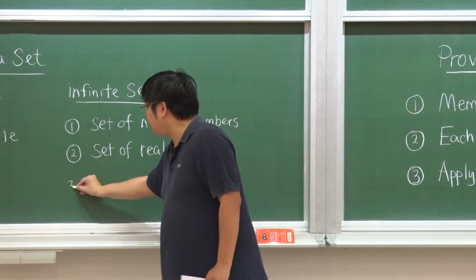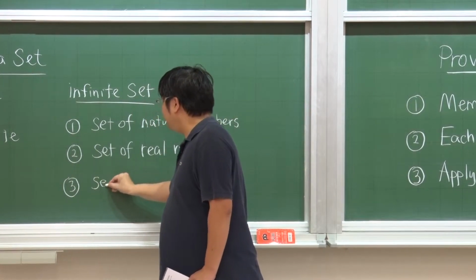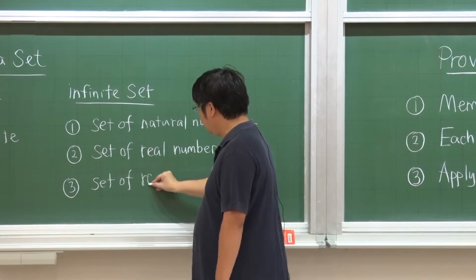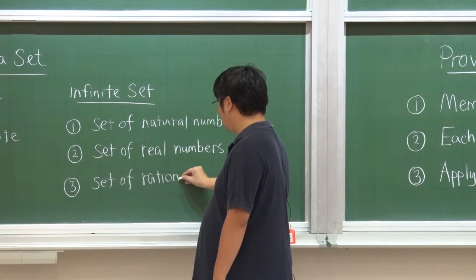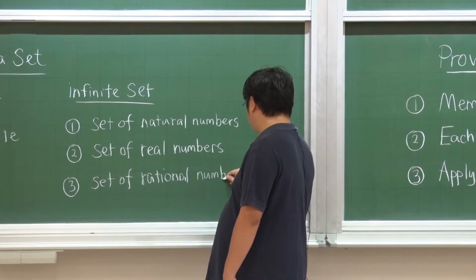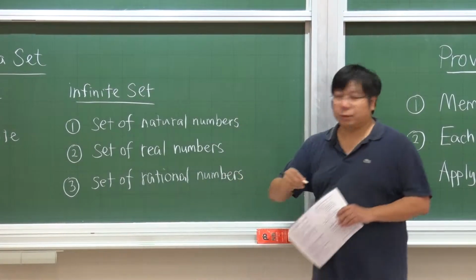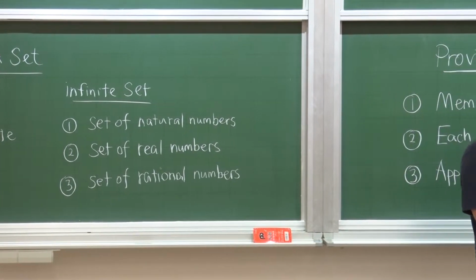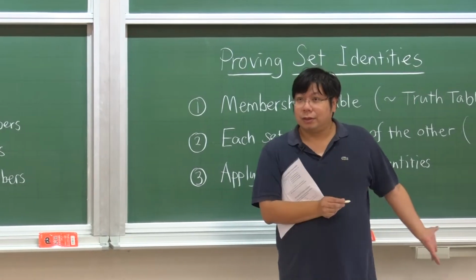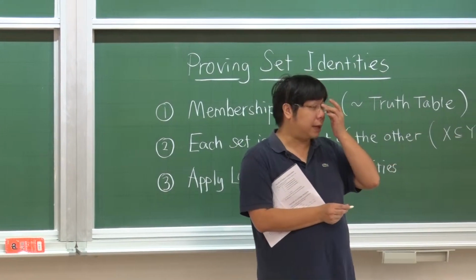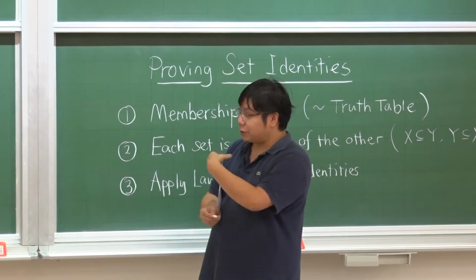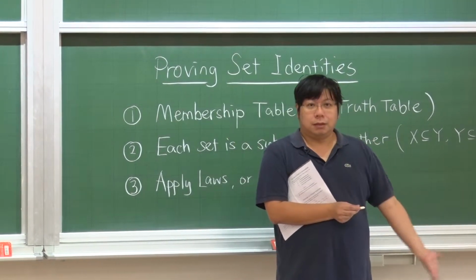We can also have the set of rational numbers. So what is a rational number? I hope you still recall. Square root 2 is not rational. 0.5 is rational. So a number is rational if it can be expressed as a ratio of 2 integers. So the set of rational numbers is infinite.